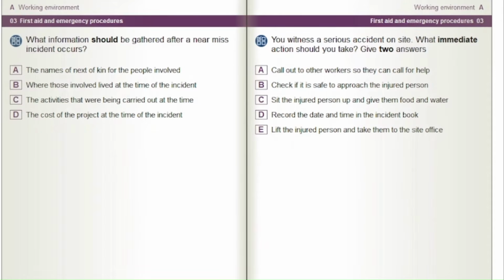You witness a serious accident on site. What immediate action should you take? Give two answers. Call out to other workers so they can call for help. Check if it is safe to approach the injured person. Sit the injured person up and give them food and water. Record the date and time in the incident book. Lift the injured person and take them to the site office.